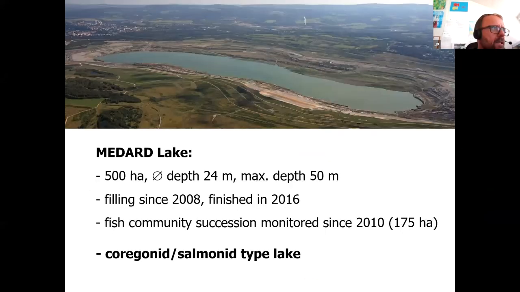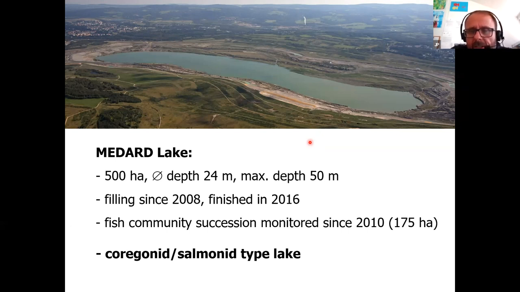Yes, that is the Most Lake, and the last one is the Medard Lake, the largest lake, quite deep, maximum depth 50 meters. Flooding started in 2008, and it was flooded from the River Ohře. It is somewhere here. Here is the very short tributary to the lake. And we started monitoring the fish community since 2010.